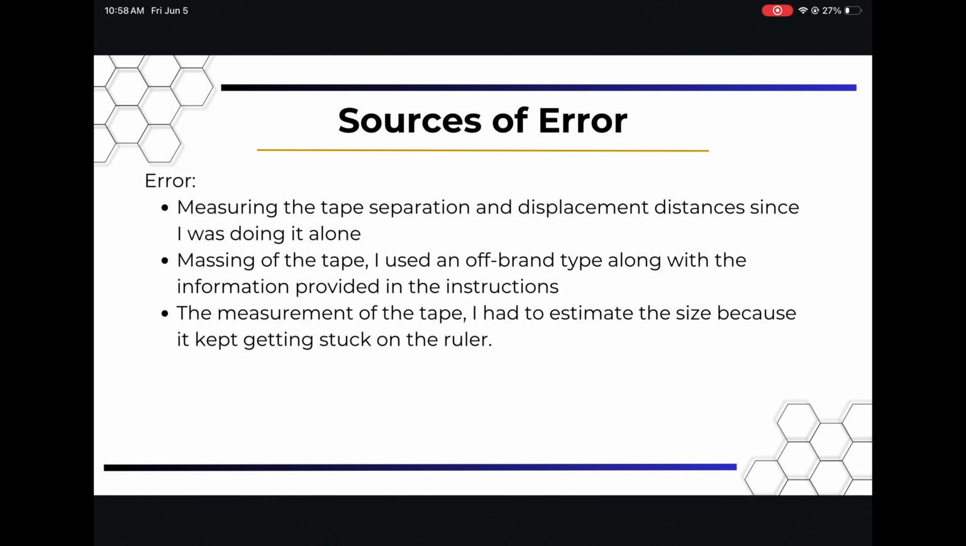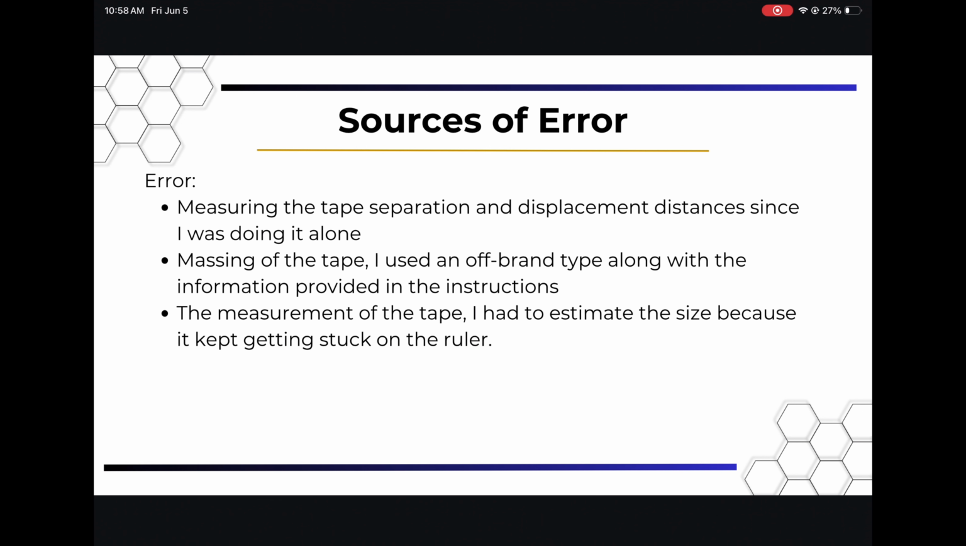And then the measurement of the tape, I had to estimate the size because I kept getting the tape stuck on the ruler and then also getting it stuck on each other. So I kept having to re-get tape. So tons of errors could be very, very likely in this particular lab.